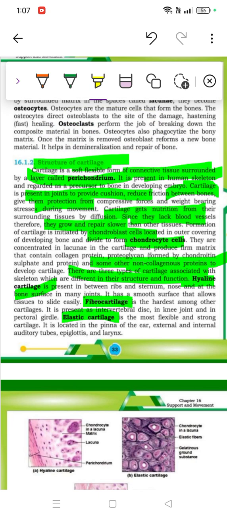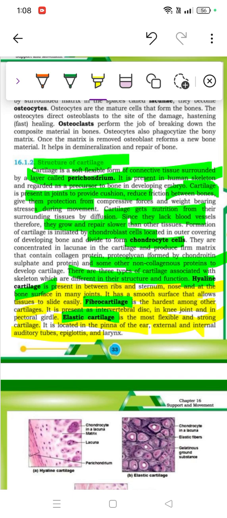Hyaline cartilage is present between the ribs and sternum, and at the nose bone, and in many joints, and it has a smooth surface that allows tissues to slide easily. Very important point: they are made up of smooth tissue, so they allow sliding very easily. Then comes the fibrocartilage, which is the hardest of all cartilage, and it is present in the intervertebral disc, in the knee joint, and in the pectoral girdle. Then comes the last one, elastic cartilage, which is the most flexible and strong cartilage, located in the pinna of the ear, the outer part, and in the external and internal auditory tubes. This means it is present in the entire ear, the listening tubes, and also the epiglottis and larynx.